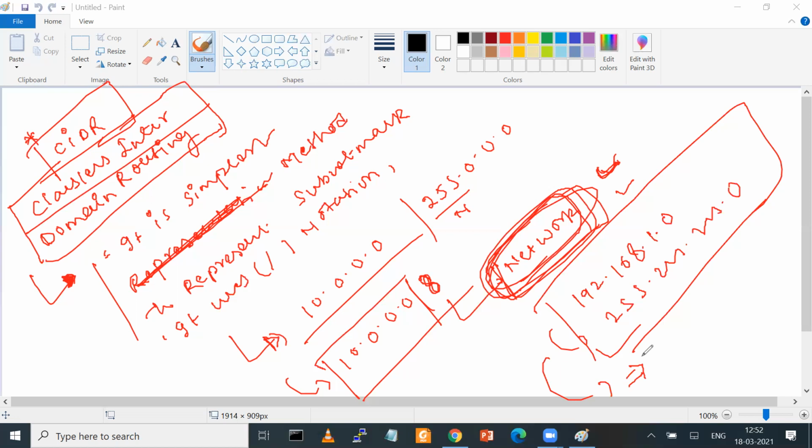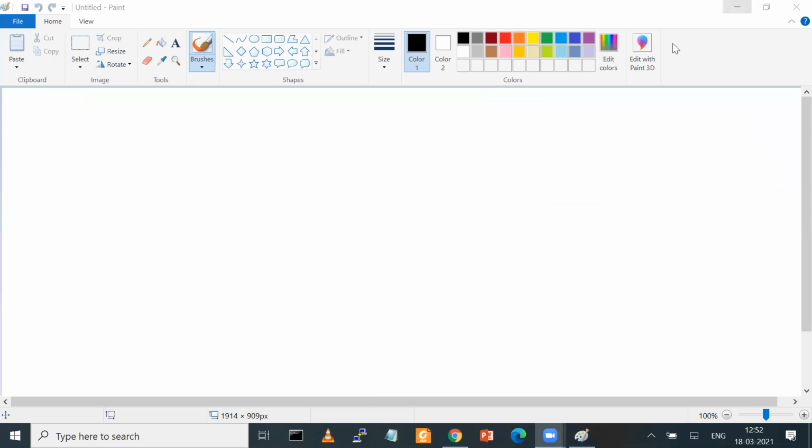/24. It means if I talk about CIDR, CIDR is nothing, it's just a simple representation of the subnet mask. So if I write all possible CIDR representations, it looks like this.